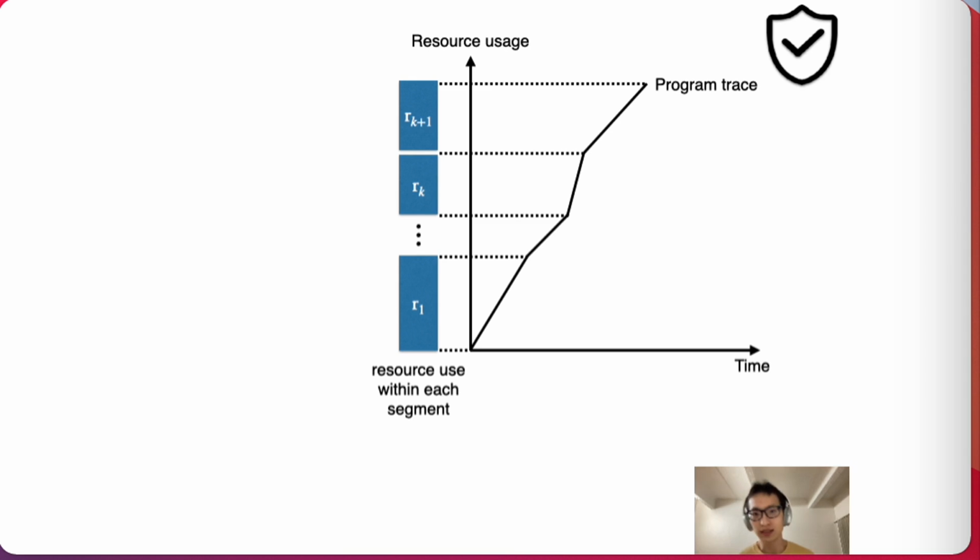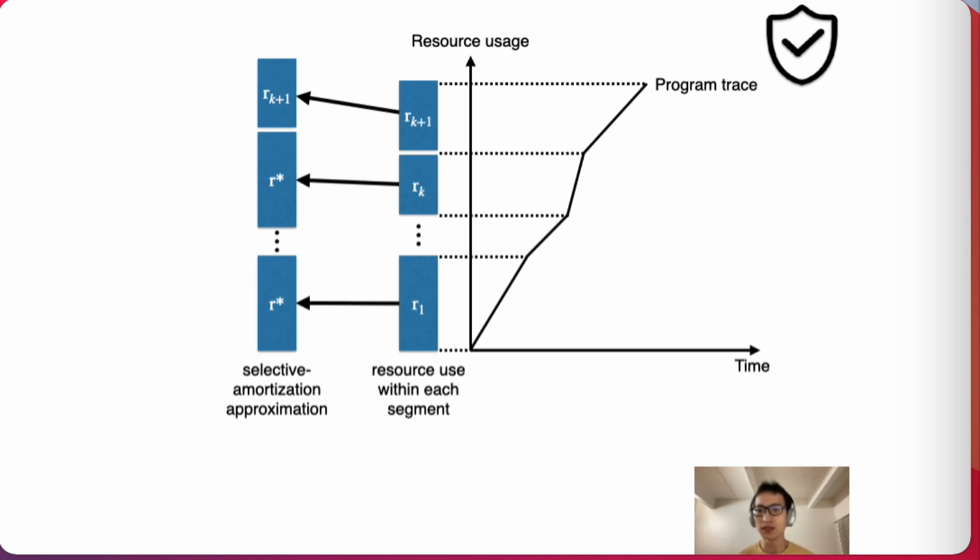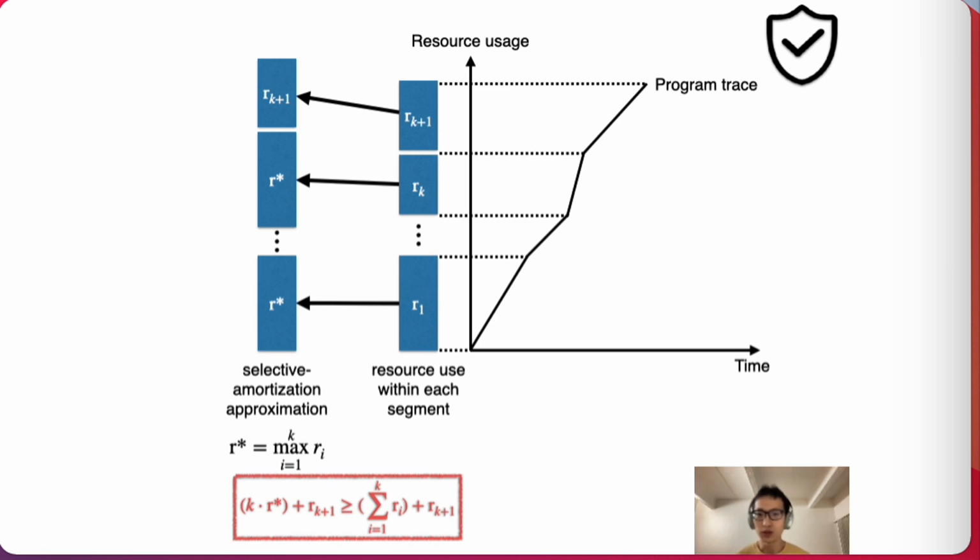The key idea in selectively amortized reasoning is to soundly approximate the actual cost by first approximating the last segment with its exact cost, R_{k+1}. Then we approximate every other segment with a cost of R star. R star is the max cost among all segments from R1 to Rk. Mathematically, we approximate the actual cost in a program trace, which is the right-hand side of this inequality, the sum from R1 to R_{k+1}, by the left-hand side.